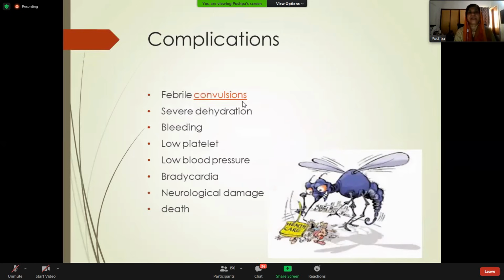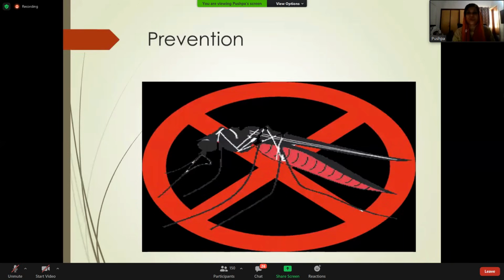Complications: febrile convulsions, severe dehydration, bleeding, low platelets, low blood pressure, bradycardia, and neurological damage, and death can occur. So how can we prevent this disease?